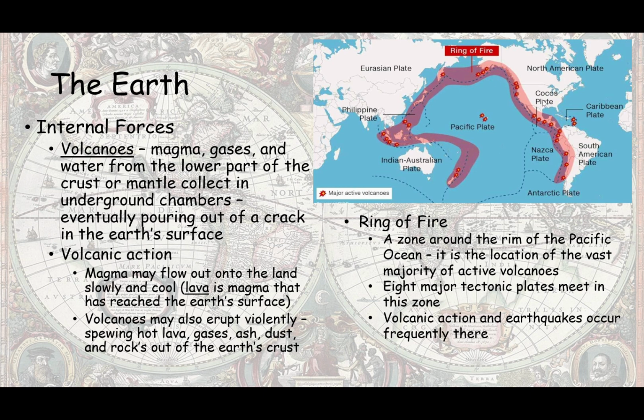Now, again, it's not the only place, because we have geysers on the interior at Yellowstone, and we have volcano in Yellowstone. So again, it's not to say that this is the only place you have volcanoes, but these are just the most active.